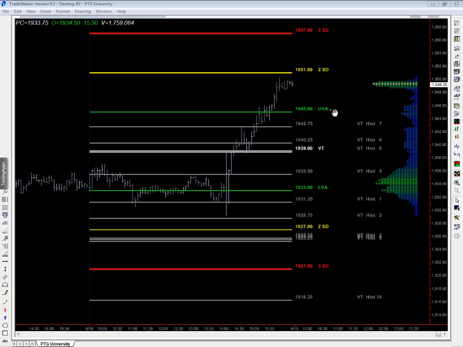The upper value area, so again, we have components of the market profile that many people use. So dynamically created, the UVA stands for upper value area, and the LVA, lower value area, and that constitutes 70% of the volume traded throughout the session. 2 SDs stands for 2 standard deviations, and 3 SDs, 3 standard deviations away from the volume trend. Now this is a closing value here.